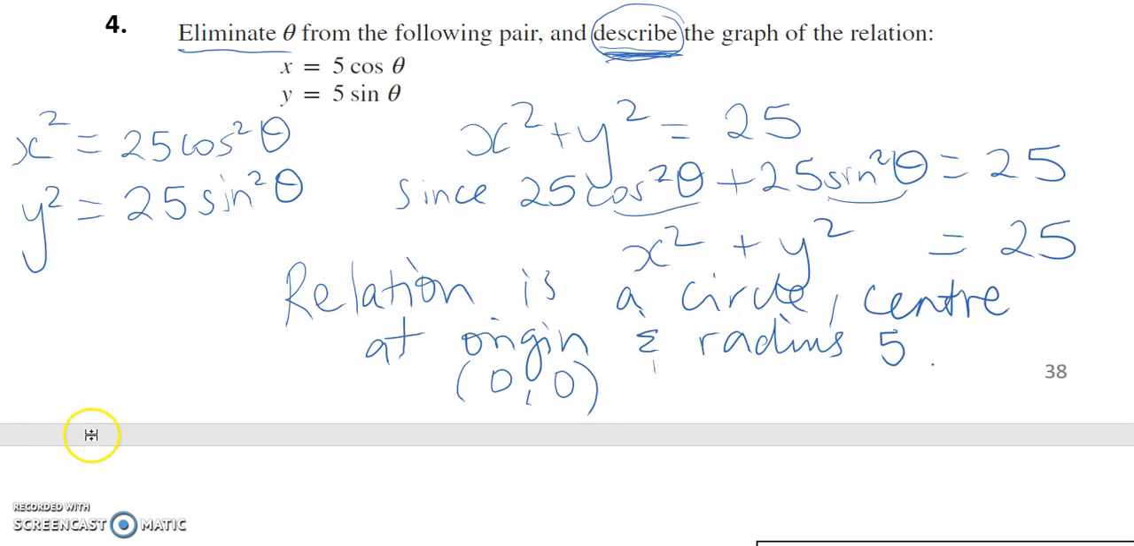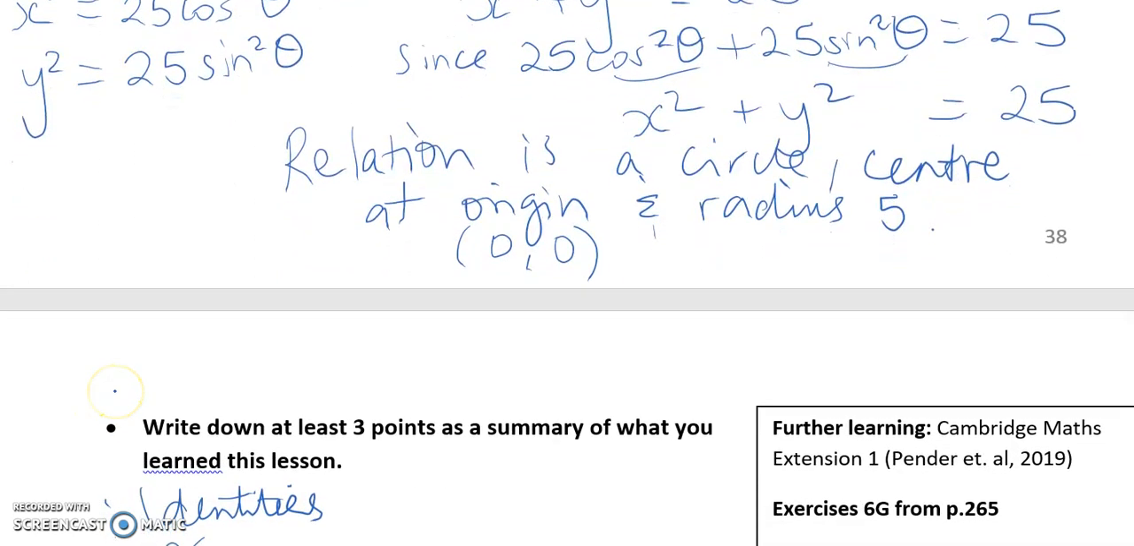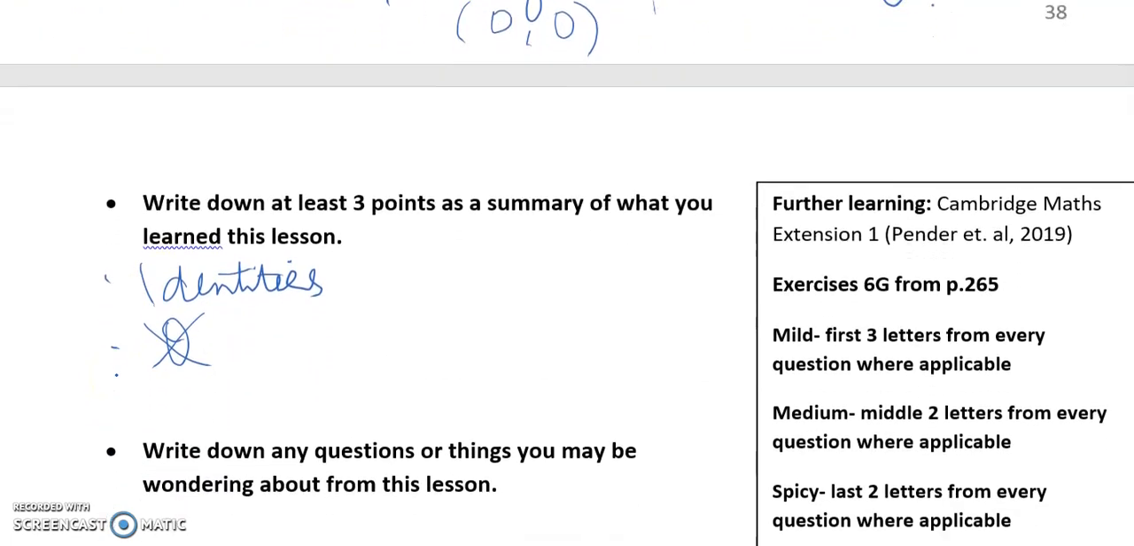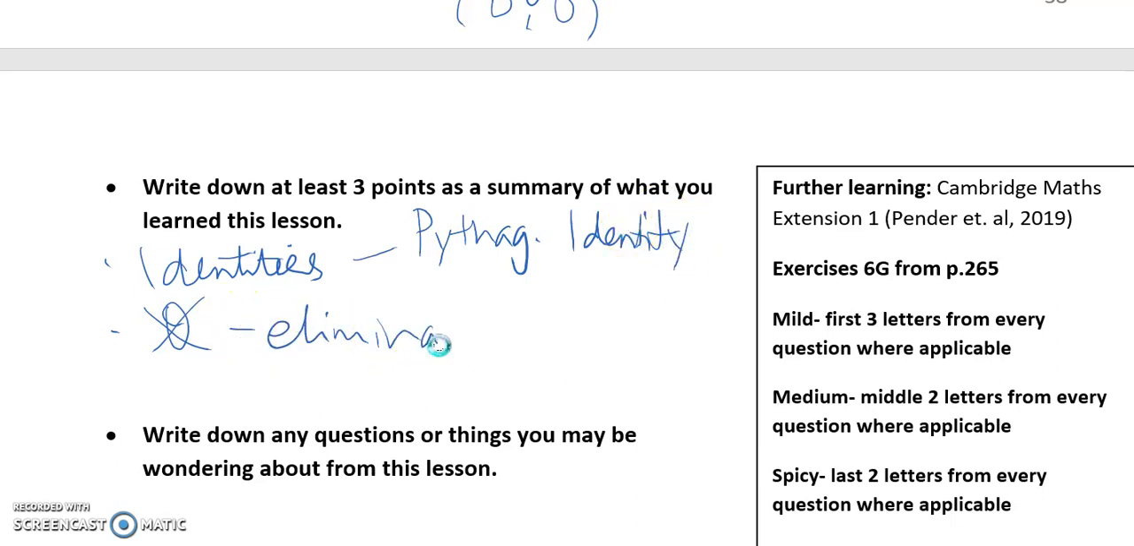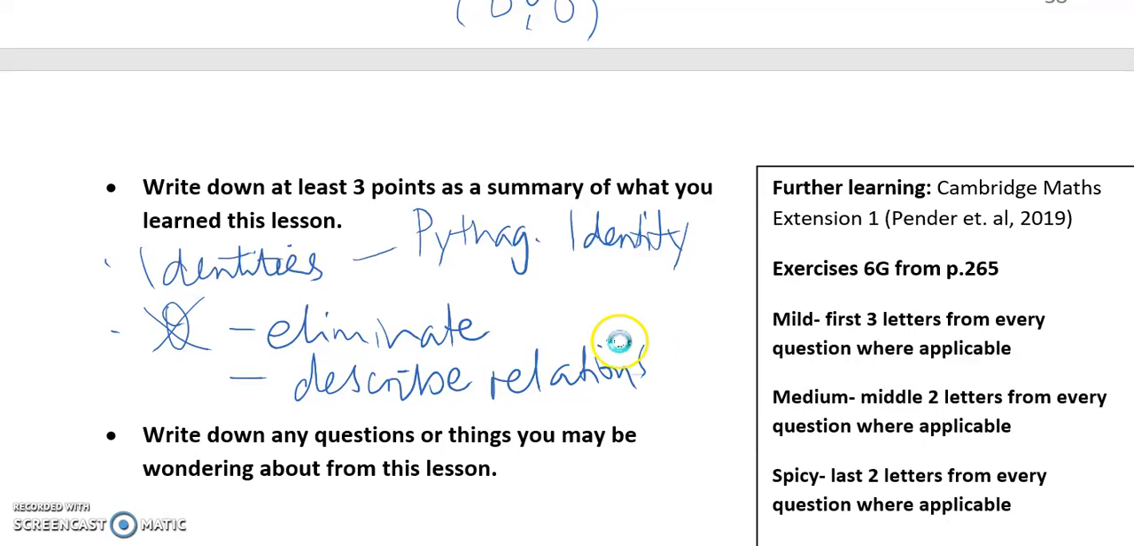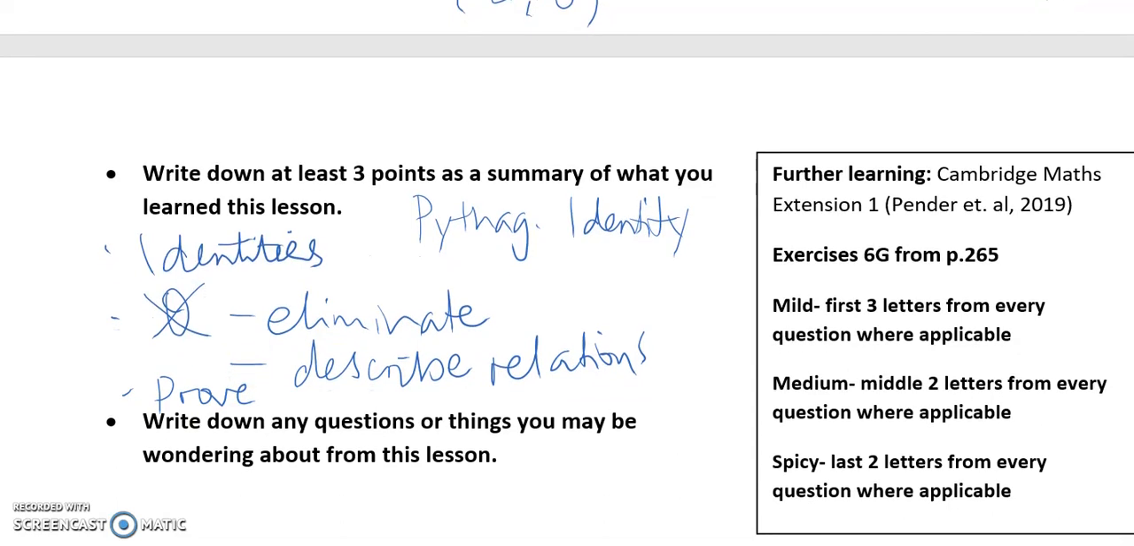Okay, so I'd like you to have a go at some questions from 6G. What have we learned about? We've learned about different trig identities, mainly stemming from the Pythagorean identity. And we've also learned how to eliminate theta and describe relations. Remember, our goal in this section is to always prove, and to prove we need to work it through using our knowledge of identities. Thanks everyone, see you soon.